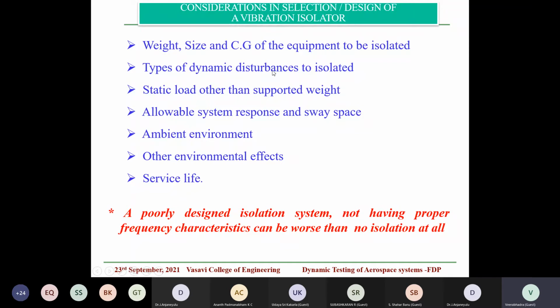If you understand this and can choose the proper isolator, it is a very good method of solving vibration problems, if the space, that is, the motion displacement, is available. Sometimes a poorly designed isolation system is almost equivalent to not having an isolator at all, and it can even be worse.